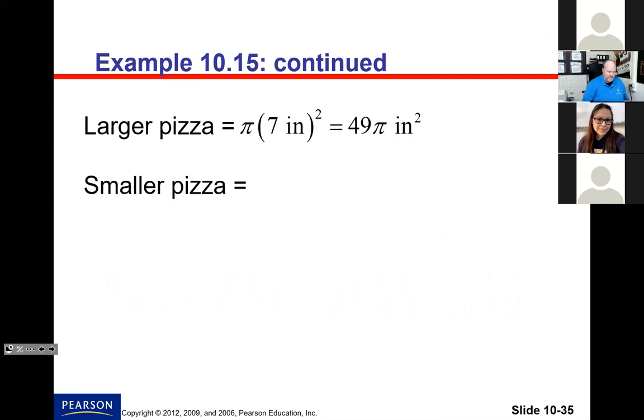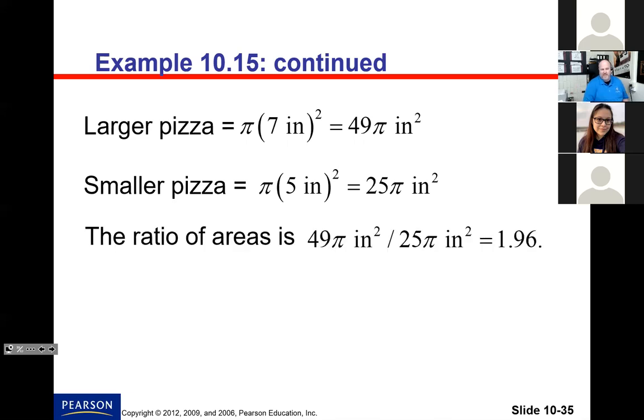153 approximately, 153 square inches. The smaller pizza, 5 squared, which is 25 times pi. And if we want to find out how much bigger that pizza is, you take the larger pizza divided by the smaller pizza. So you could take the measurements or you could just leave them like this.